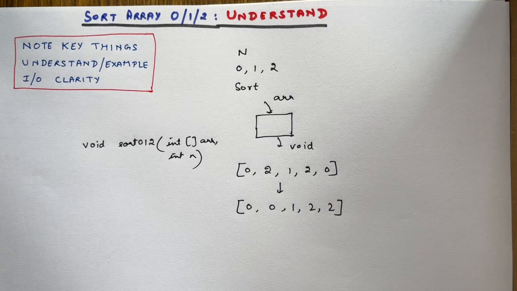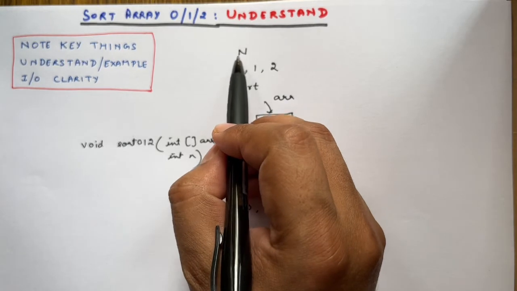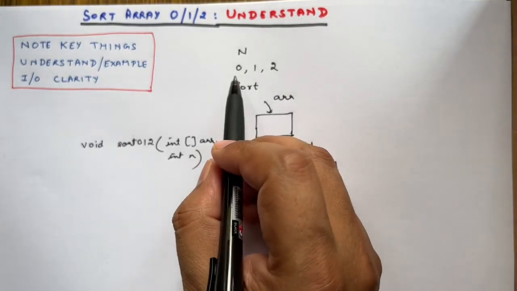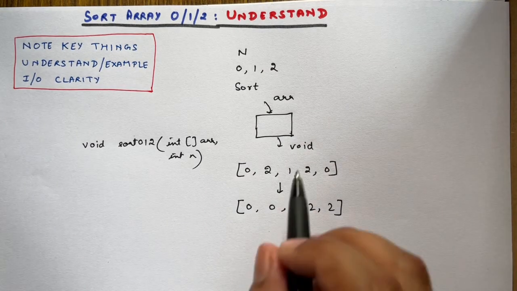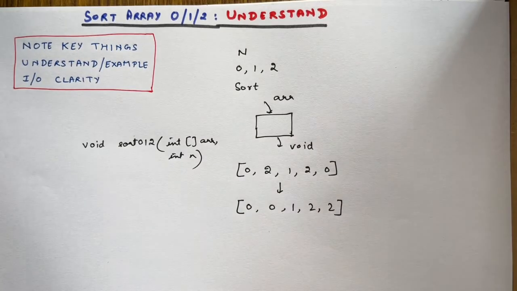Alright, let's begin. So first let's note down the key things. We are given an array of size n. The only elements in the array are 0, 1 and 2. We have to sort that and return it. So if we consider our solution as a black box, we get the input as array and we have to return void. Basically the same array will be sorted.